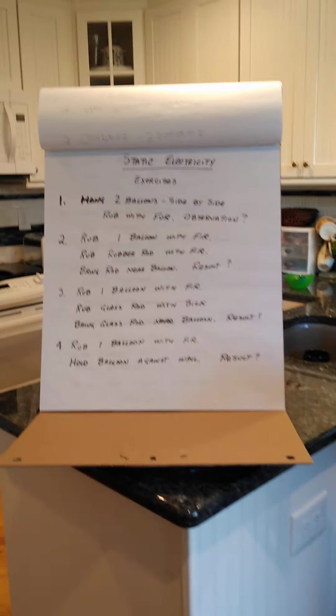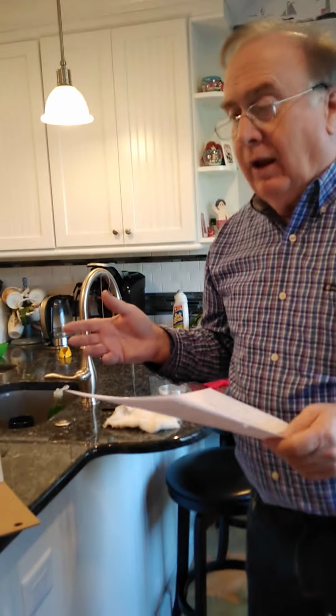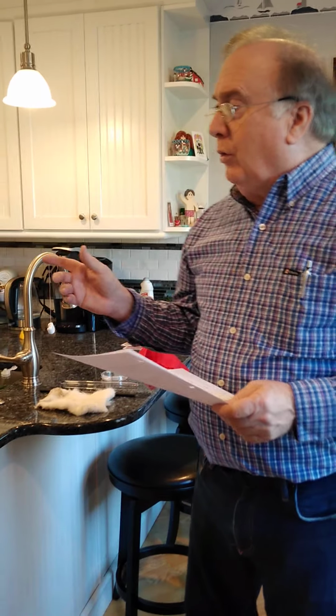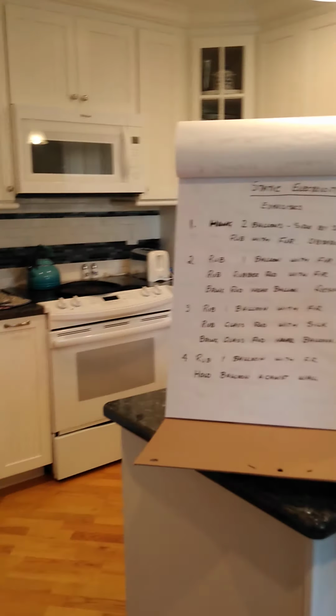In today's lab, it's the second part of Lab 3 on static electricity. There's approximately 10 parts to it. What we're going to do is show how static electricity forms. One of the first things we're going to do is I've hung two balloons side by side. And if you look down there, you'll see them side by side, two balloons.